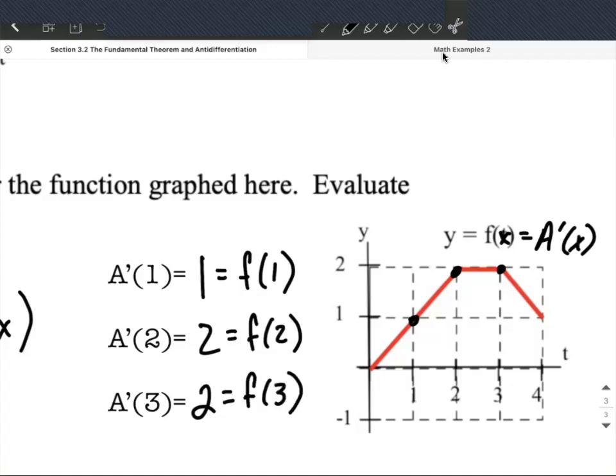All right, so hopefully this helps out a little bit as you're working on understanding how derivatives and antiderivatives kind of fit hand in hand. Good luck.